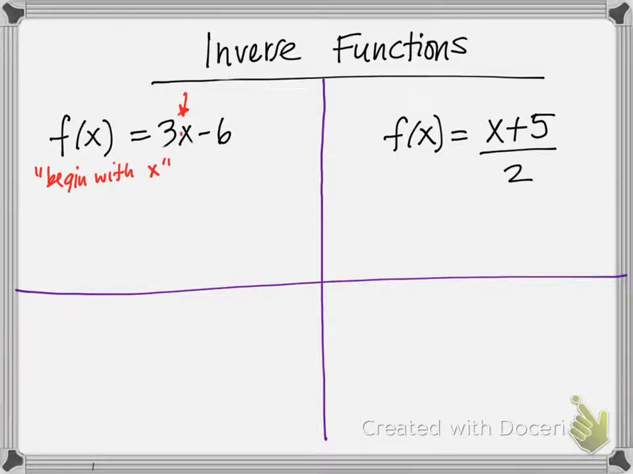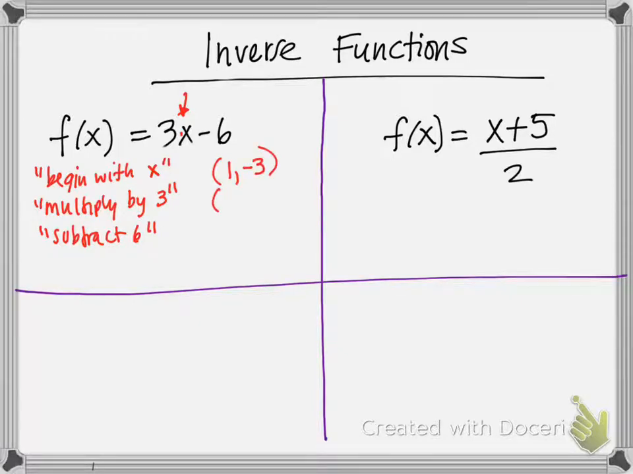From there you multiply by 3, right? So you multiply by 3. And then lastly, you subtract 6. So any x value that we plug in, for instance, let's find an x value. If I start with 1, I multiply that by 3. So 1 times 3 is 3, and then I subtract 6, which is negative 3.